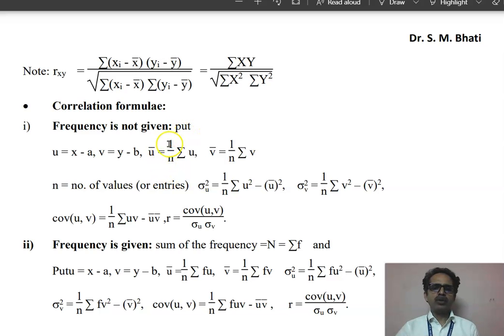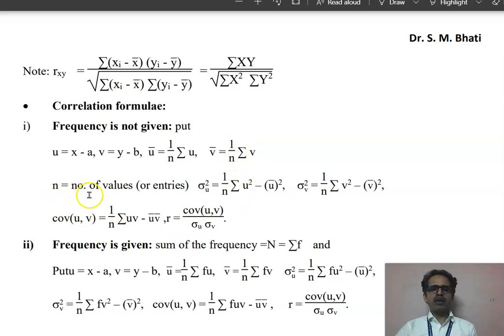So here put u equal to x minus a and v equal to y minus b. If needed, if the numbers are more, then by taking suitable a and b, we can take u as x minus a and v as y minus b, so that u bar becomes 1 upon n summation u, that is, u bar stands for the arithmetic mean of u, and v bar stands for the arithmetic mean of v, that is, v bar equals 1 upon n summation v.